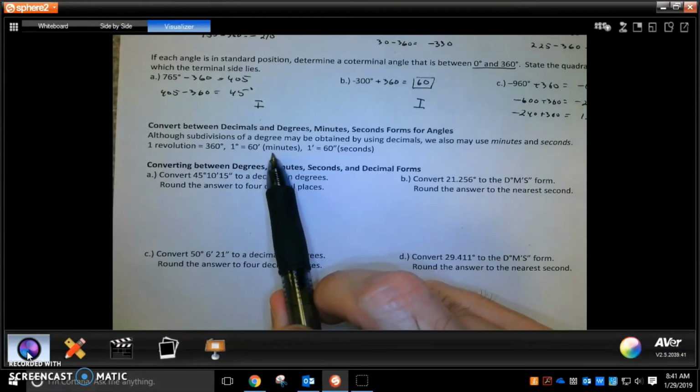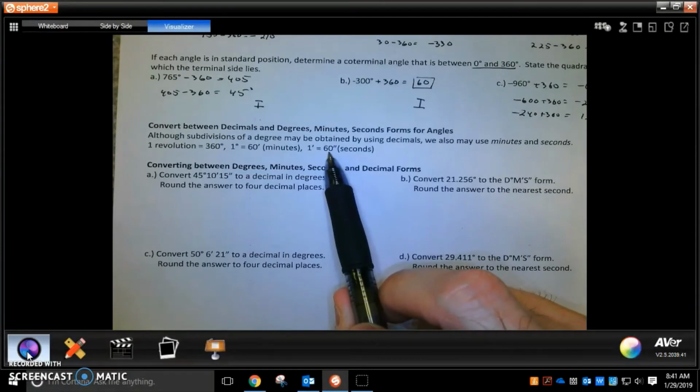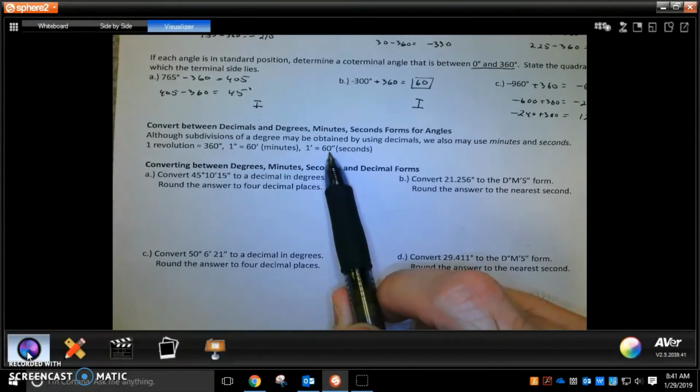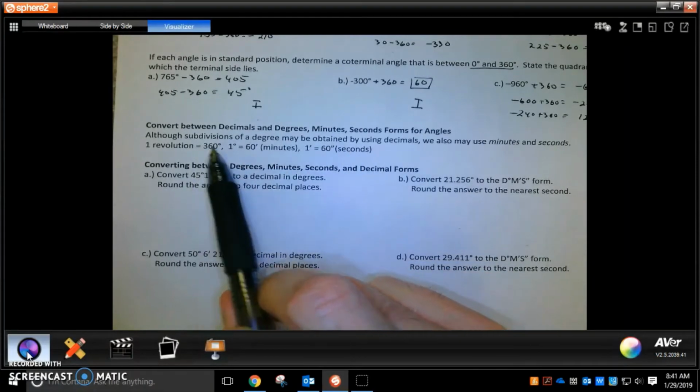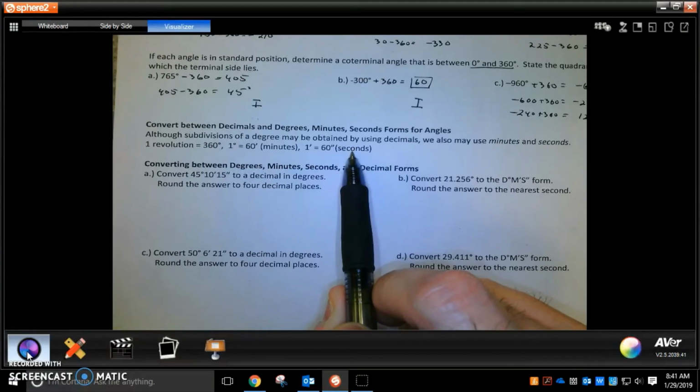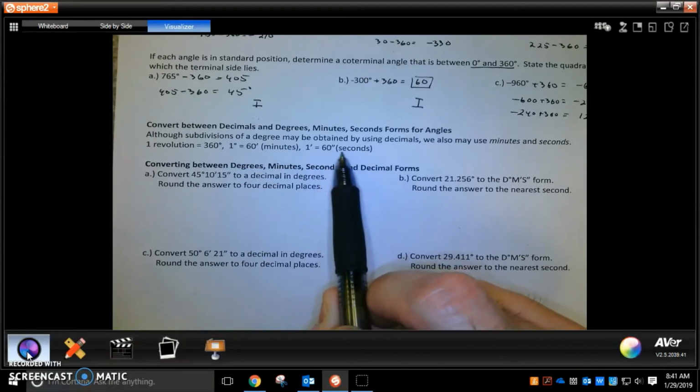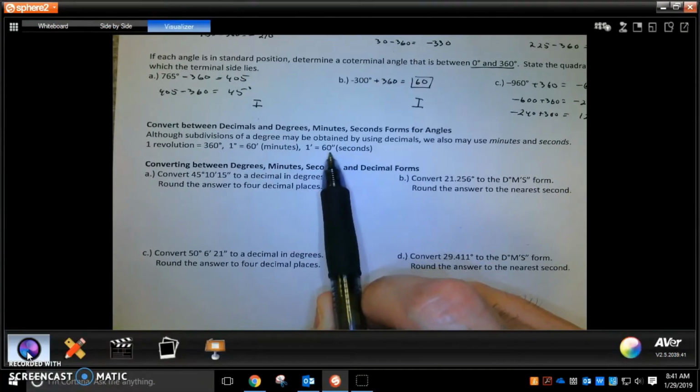If you take each of those pieces and slice them up even further, so now we're going to take each minute and slice it up into 60 even pieces. Each of those is called a second. So you've got degrees, you've got minutes, and you've got seconds. Now, by the time we get to seconds, we are talking about itty bitty little pieces.